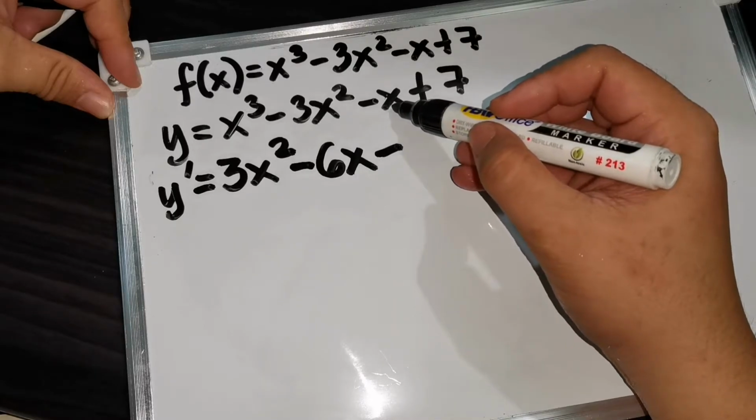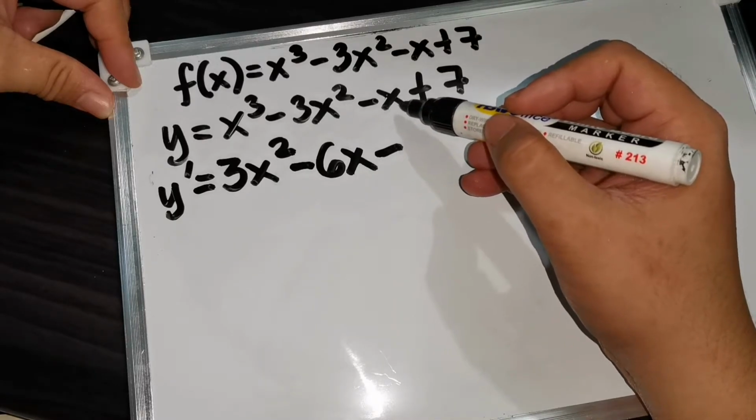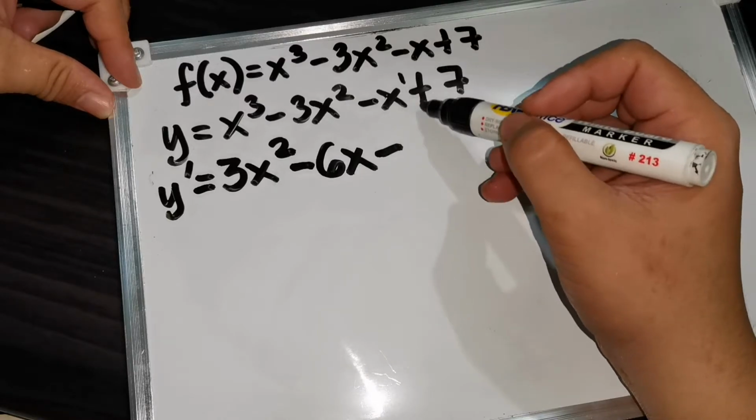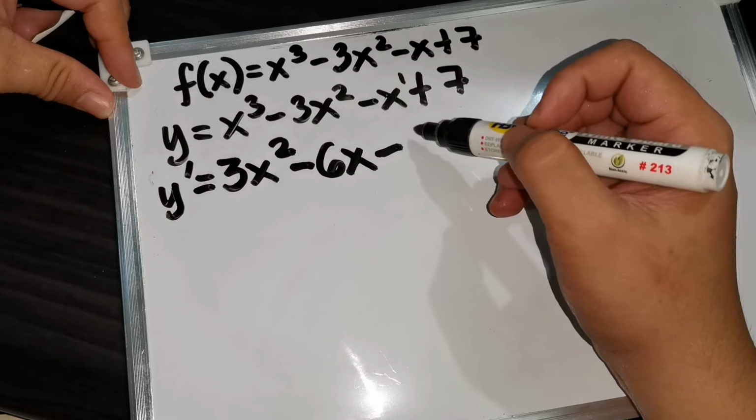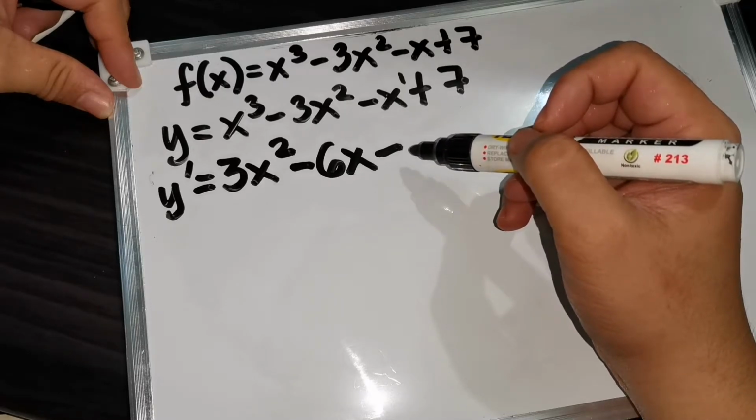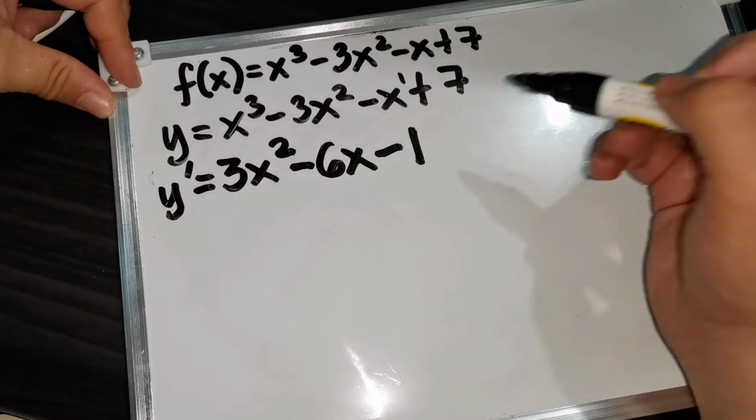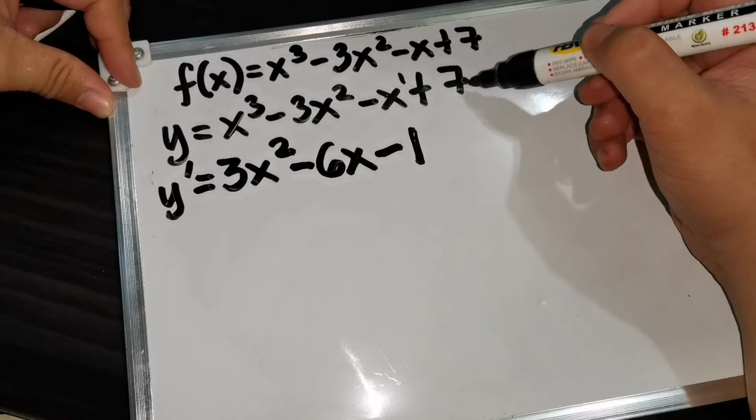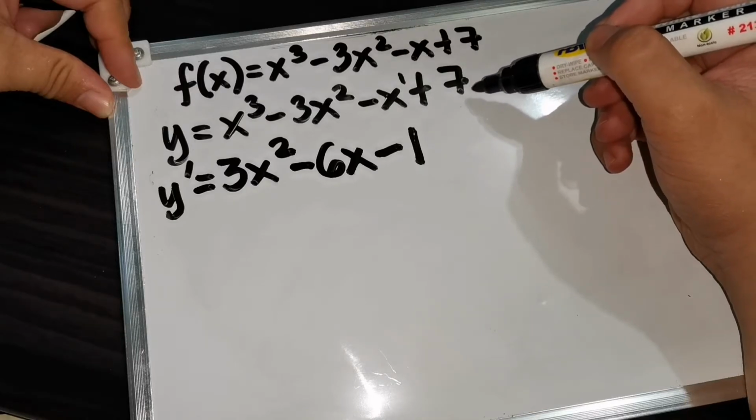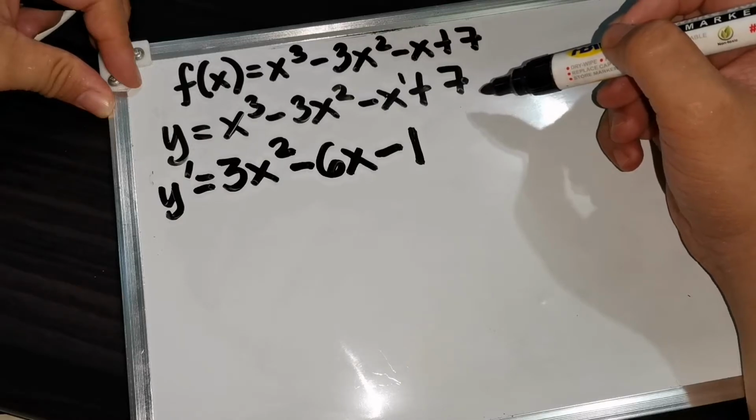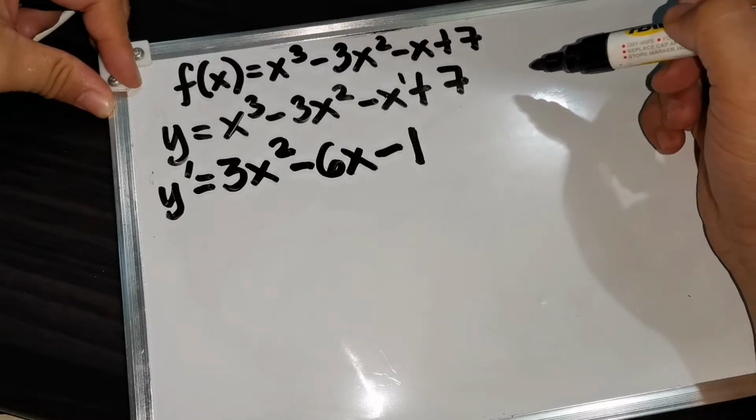Minus the derivative of x. So the derivative of x, there is a 1 here as your exponent. If we subtract 1 to your 1, so that will be equal to 0. So x raised to 0, so that will be equal to 1. Plus the derivative of your 7. So 7 is a constant. So the derivative of a constant is equal to 0.